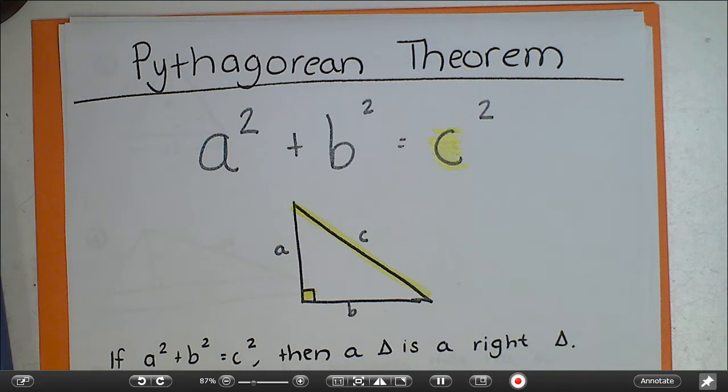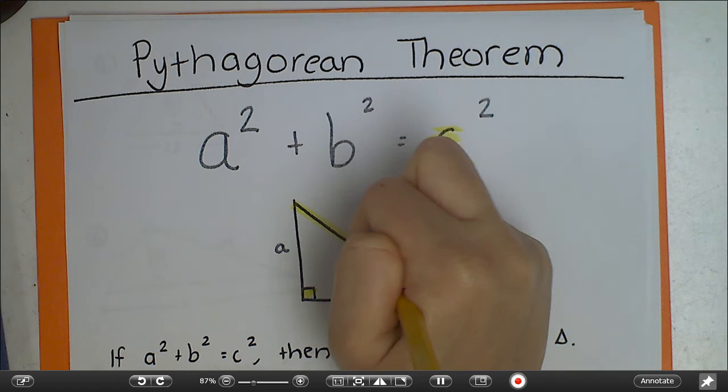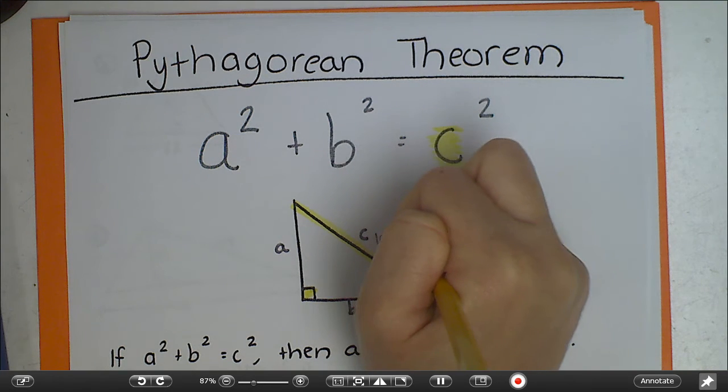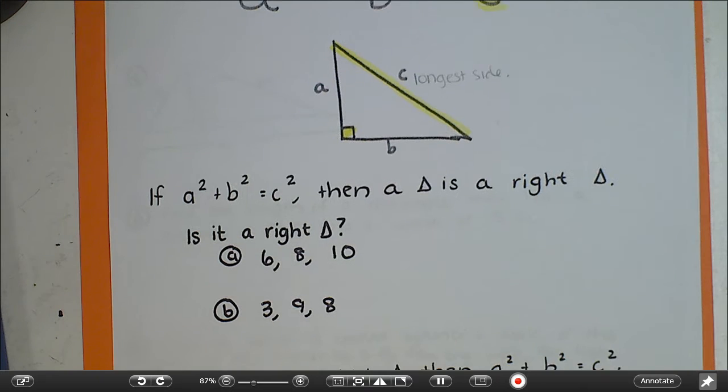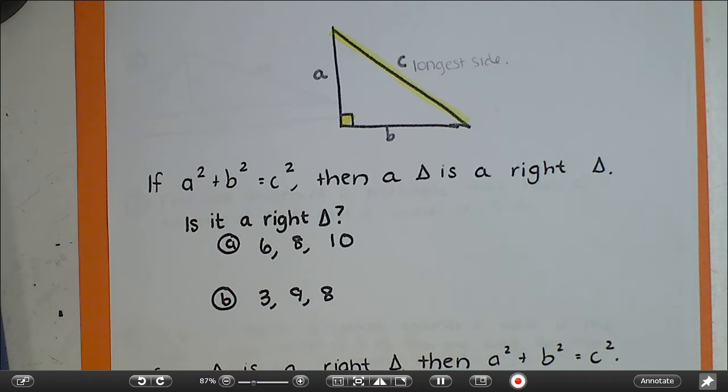So when you're looking at pictures, you want to make sure you're looking for the one across from the 90-degree angle. And if you're looking at just numbers, you're always going to be looking at the biggest one because c, the hypotenuse, is the longest side. All right, so you can look at the Pythagorean theorem in two ways. If a squared plus b squared equals c squared, then a triangle is a right triangle.